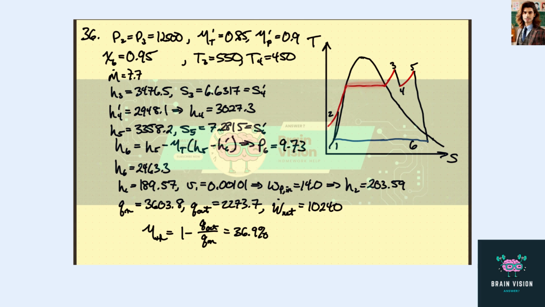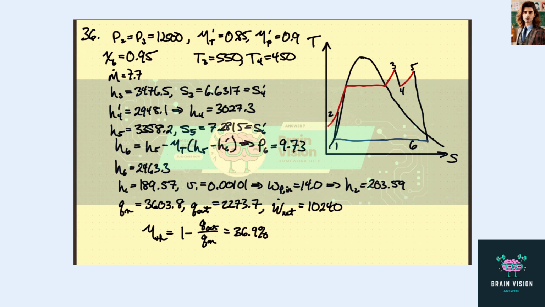Up here, we have 12.5 megapascals. We are told that we don't want a moisture content of more than 5% here, so that means we have a quality factor of at least 95%. The temperature at 3, we're told, is 550 degrees C. And the steam is then reheated at constant pressure to 450 degrees C.